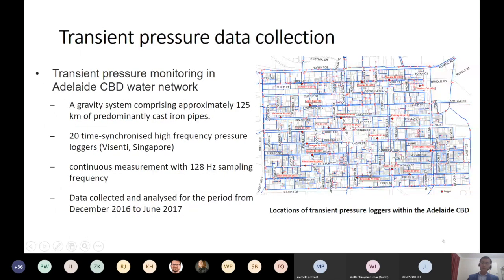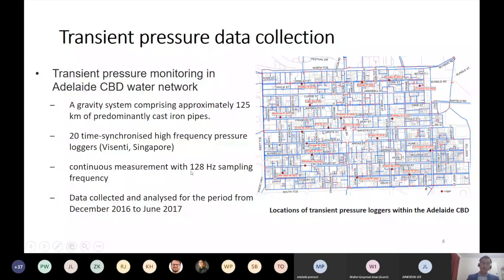So this is a map of the CBD area in Adelaide. It's about 2 by 2.5 kilometer square. Within this network, about 125 kilometers of water mains, we have 20 permanently installed pressure loggers. In the previous slide, you may notice that I mentioned 23 pressure loggers. 3 of them have been used as mobile loggers. So 20 have been used as permanent loggers and 3 as mobile loggers.